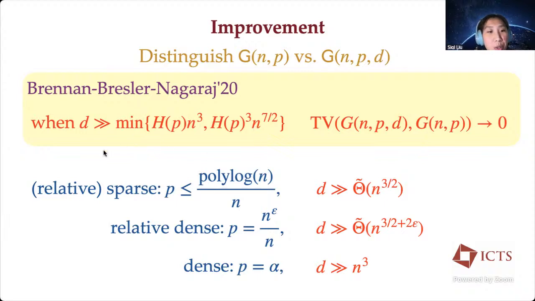The second term is better when P is small. So if we look at a couple of choices of P, we see that in the relatively sparse regime, where the average degree is at most polylog n, this improved the lower bound on D from n cubed to n to the 3/2. It also improved when the average degree is a small polynomial. But of course, in the dense regime, it didn't change things much. It improved the constant in front, but yeah.